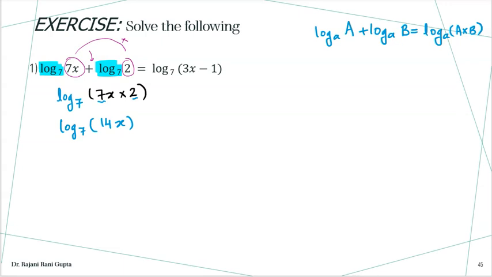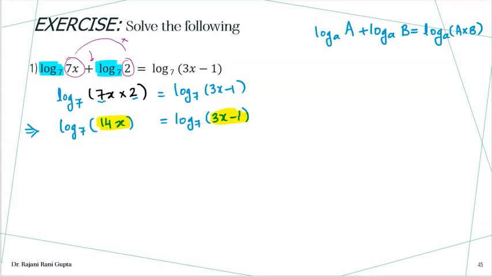On the right hand side, we have just one log, so we keep it the same. This is equal to log to the base 7 of 3x minus 1. So we reach this expression. Now, as log to the base 7 of 14x is the same as log to the base 7 of 3x minus 1, it means 14x is equal to 3x minus 1.